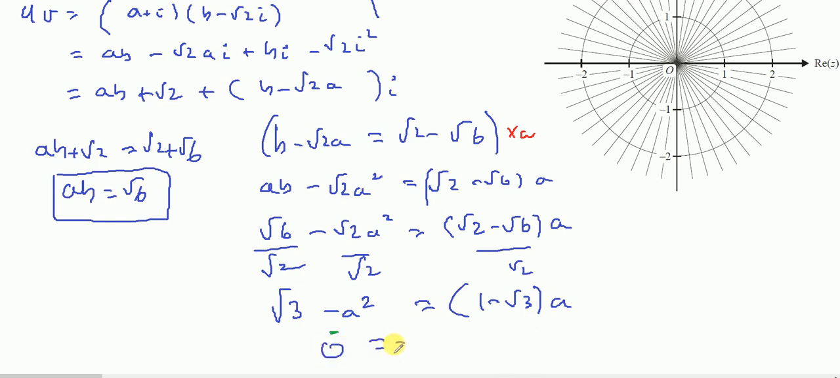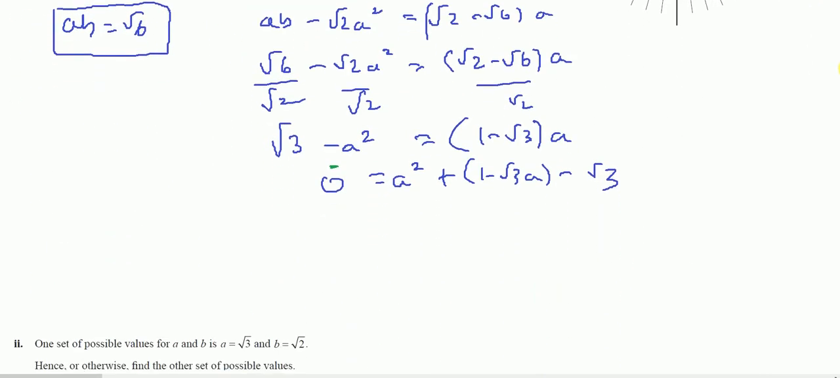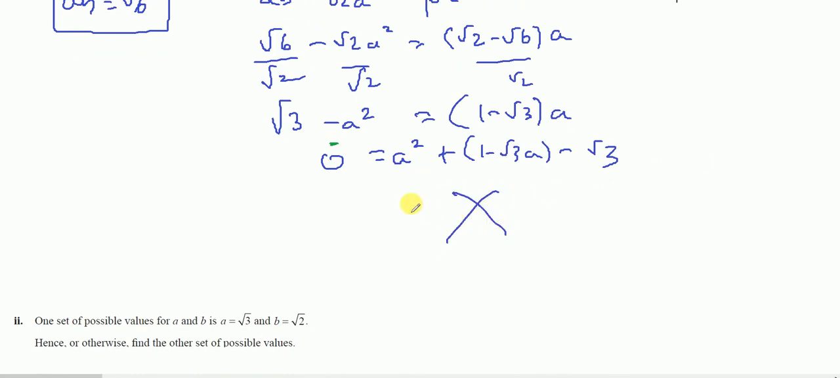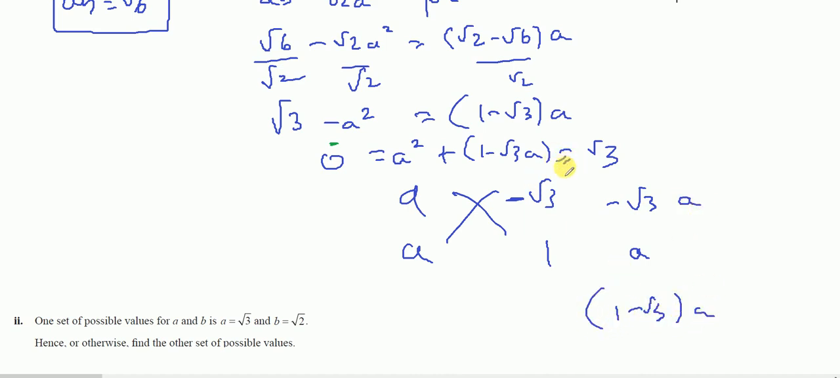So 0 equals a squared plus 1 minus root 3a minus root 3. And that's exactly what we wanted to find. If I crisscross this a, root 3 and 1 with the negative on the root 3, that times that gives me a squared, that times that gives me minus root 3a, which will be 1 minus root 3a, which is correct.